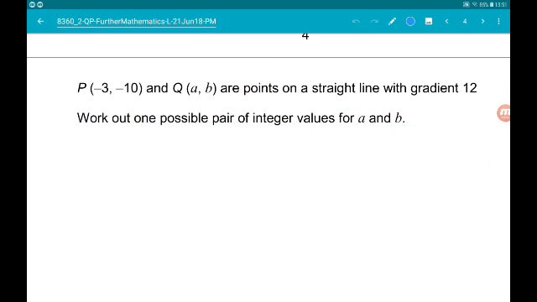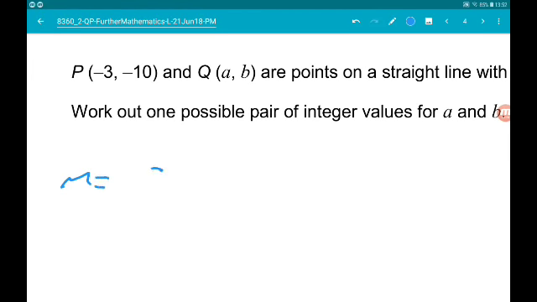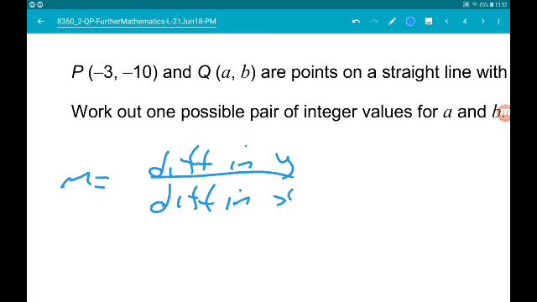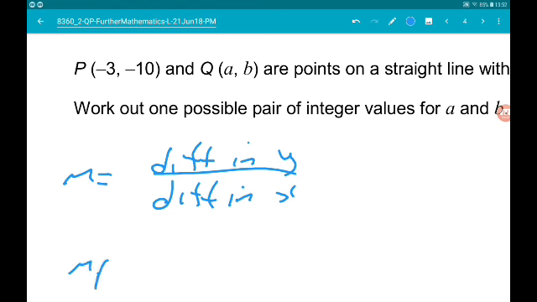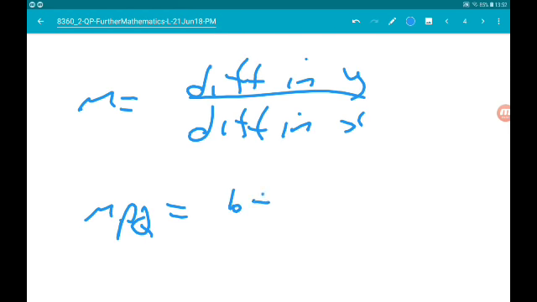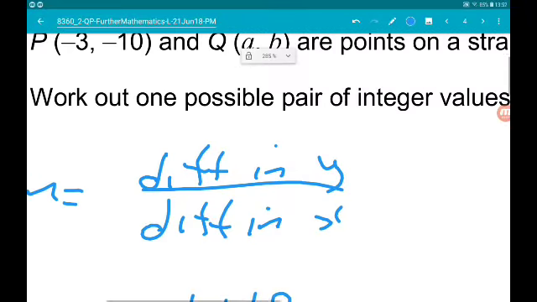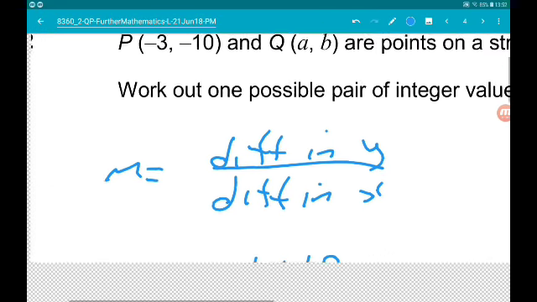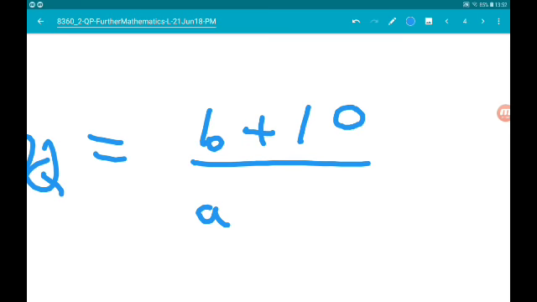Okay, question 2. P minus 3, minus 10 and Q, a, b are points on a straight line with gradient of 12. We want to work out one possible pair of integer values for a and b. Okay, so gradient m is difference in y over difference in x. So the gradient of PQ is equal to b minus minus 10, so b plus 10 over a minus minus 3. So that's a plus 3.